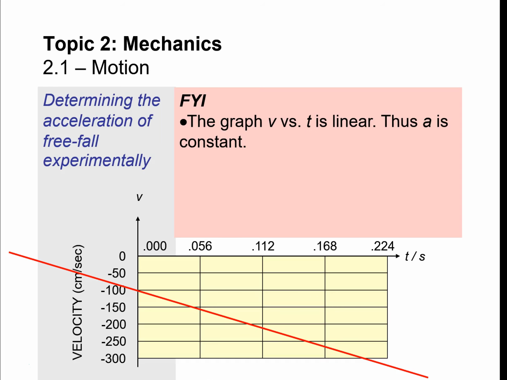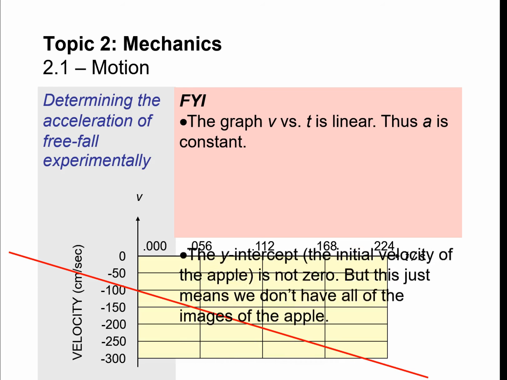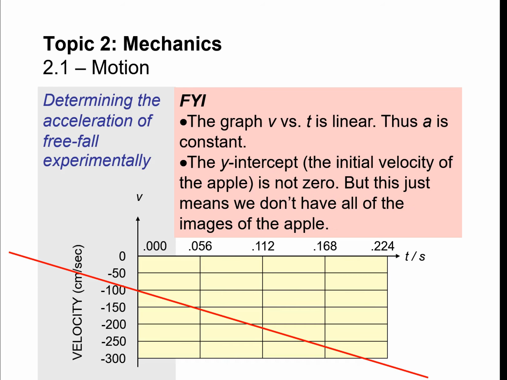Moving forward, the graph is linear, and so the acceleration is a constant, but we had already established this. We had already talked about this on my own video from my own notes. The y-intercept, which is the initial velocity, is not 0. Well, is it a big deal? No, we just don't have all of the images of the apple. The apple starts falling before we start actually collecting data about it. So that's not really such a big deal.